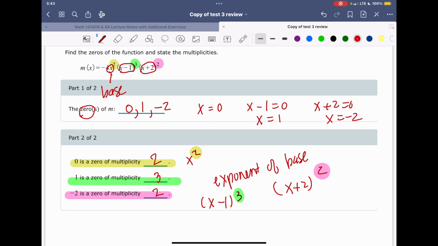This test is asking you for the numerical value of multiplicity. Please do not put even, odd, or whatever, because it does ask kind of like the same prompt in the homework. So these are the exponents of the base.